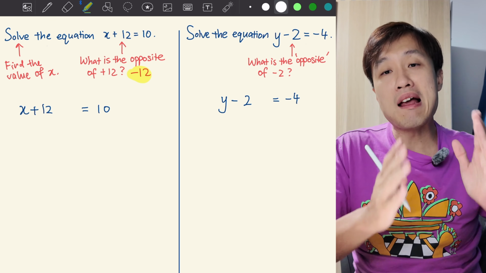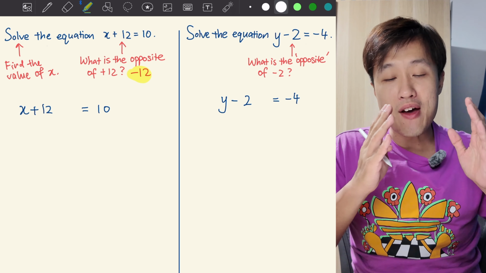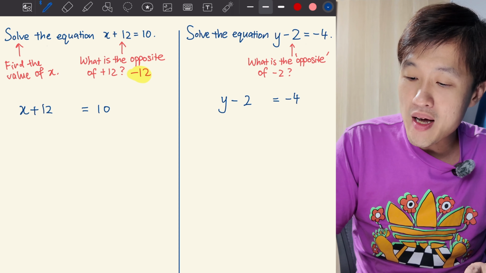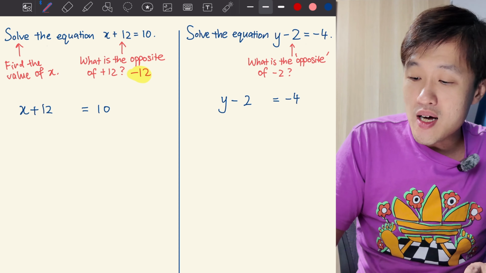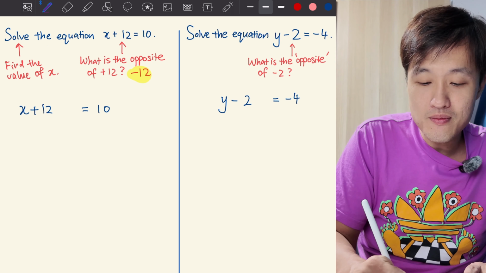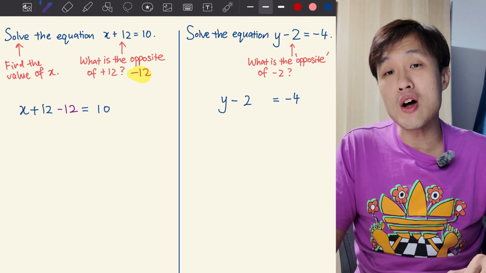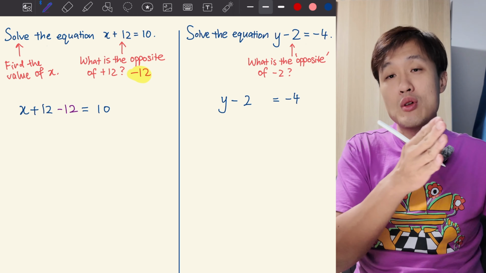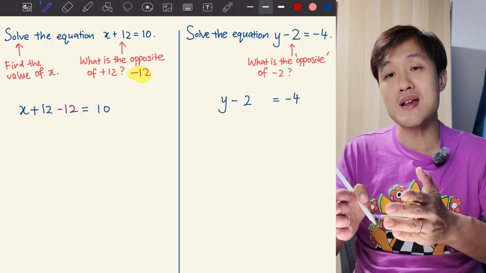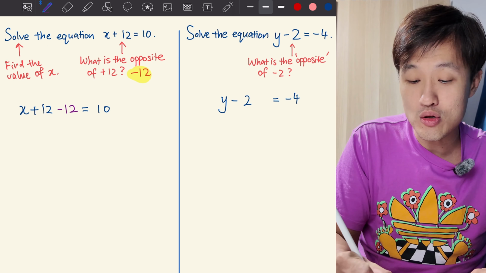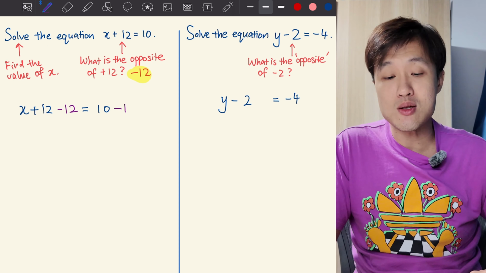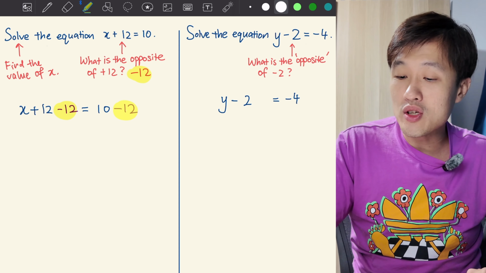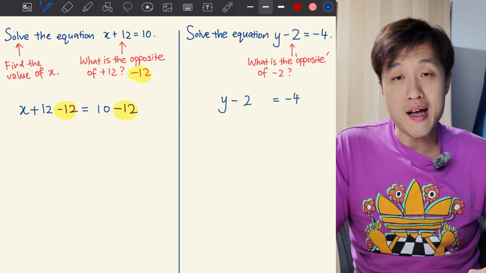So on the left hand side of the equation where we have x plus 12, we now need to minus away 12. I'm going to use a different color ink. So I'm going to minus away 12. And remember I said an equation has to be balanced. So therefore whatever we do on the left hand side, we're going to do the same to the right hand side. So I'm going to minus away 12 as well. So again, I'm going to highlight this in order to emphasize the importance of that.